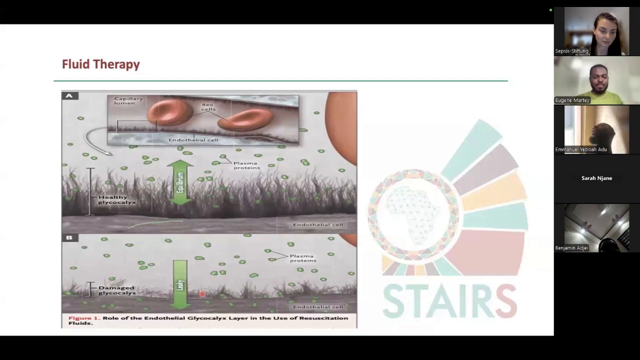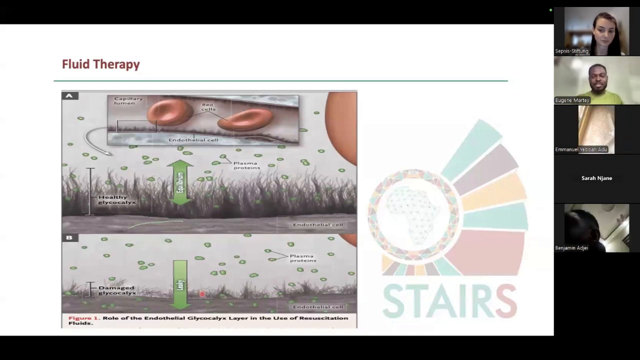In your septic patients, they are going to leak a lot of fluid. They are going to leak a lot of protein into their interstitium. So remember, as we give them resuscitation fluid, there is always that increased risk that they might go into fluid overload. So you need to pay very close attention when you have to initiate fluid for those patients.